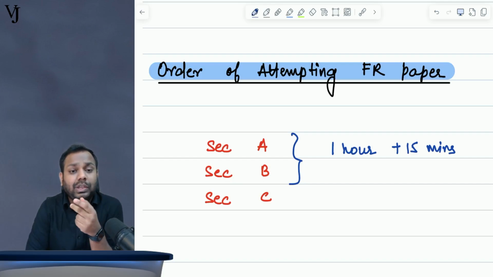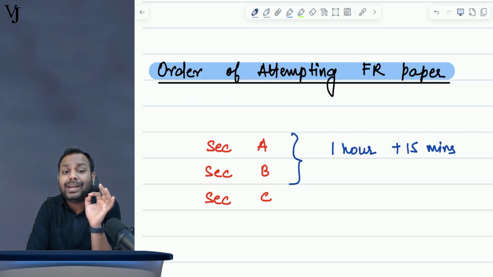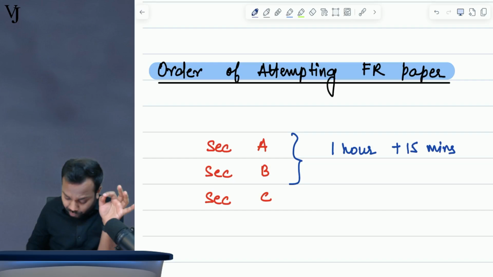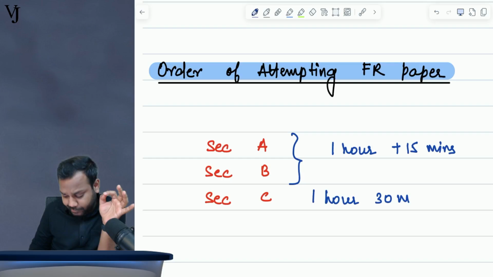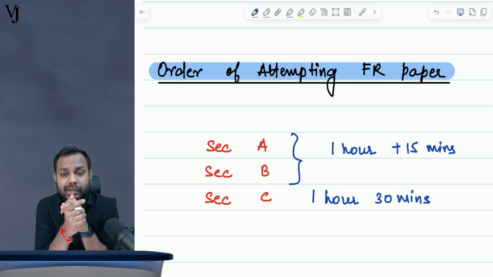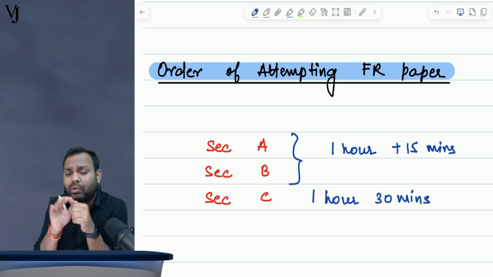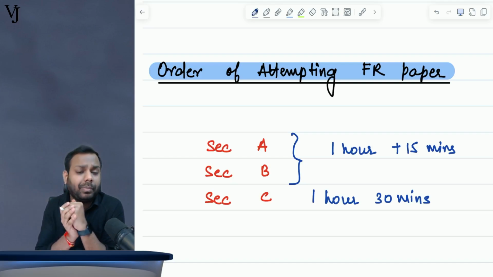In Section C, you know there are two questions: preparation of financial statements and interpretation. First of all, solve preparation of financial statements and then solve interpretation of financial statements. Try to complete Section C in 1 hour and 30 minutes. Then after that, you will still be left with around 30 to 40 minutes.